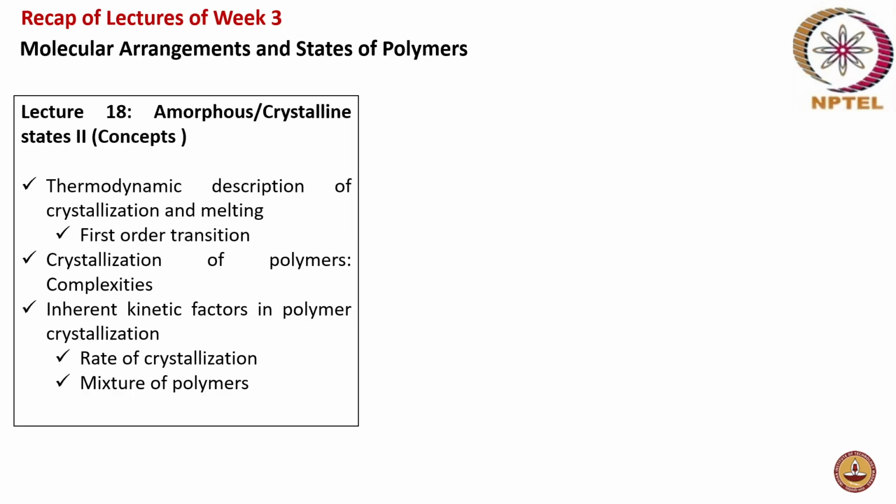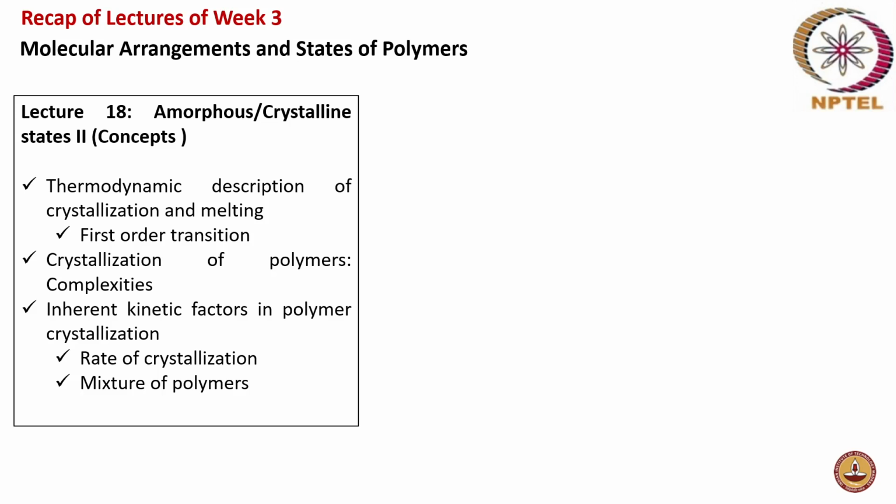Next, lecture 18. Lecture 18 was again on amorphous and crystalline states of polymers, and then thermodynamic description of crystallization and melting was discussed. So this is a first order transition, right? And the kinetics of crystallization plays a very vital role in polymers, correct? Beyond a certain melting temperature, the Gibbs free energy for the solid state is lower than that of the liquid state, and that is why you start forming crystals, correct?